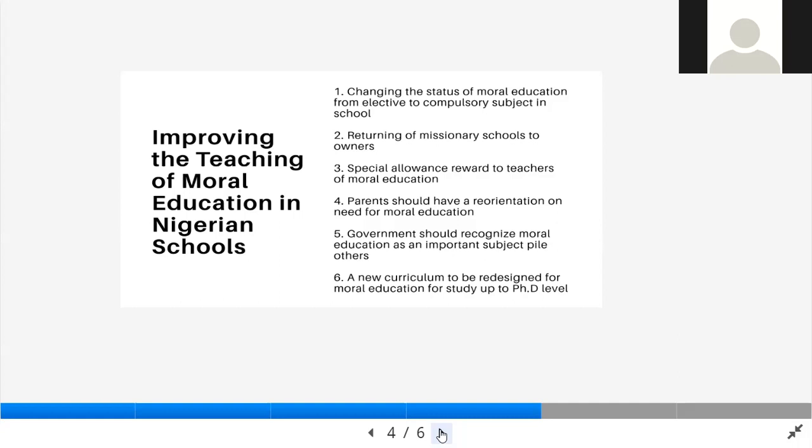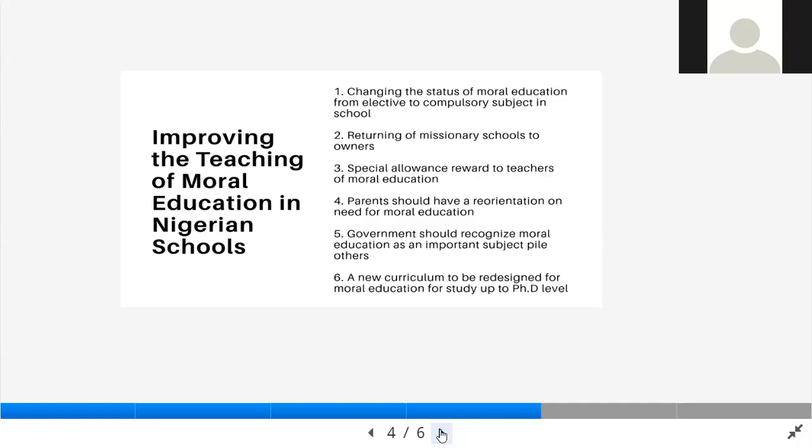And then another point is that government should recognize moral education as an important subject. Just like any other subject, like you have mathematics, you have geography, you have English, as they are given all the other subjects recognition, let moral education also be recognized, and it will make people have fun in learning and be serious in learning moral education.